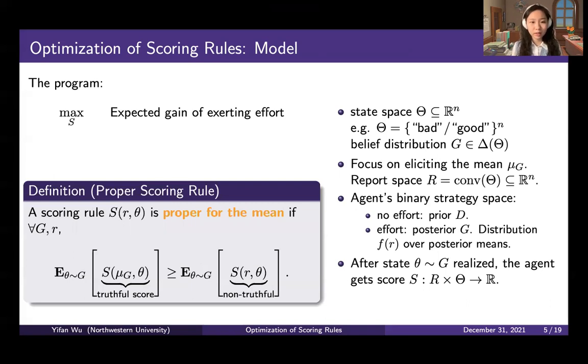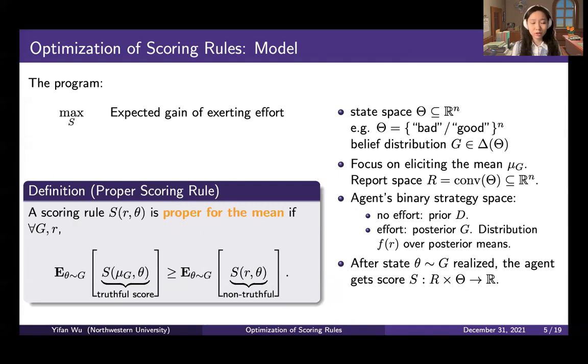We say a scoring rule S is proper for the mean if, when the agent believes theta follows distribution G, on the left-hand side, this is the score of the agent reporting the marginal mean of her belief distribution G. So we say this is the truthful score. And on the right-hand side, this is the score of the agent reporting something else, R, in the report space. And this is the non-truthful score.